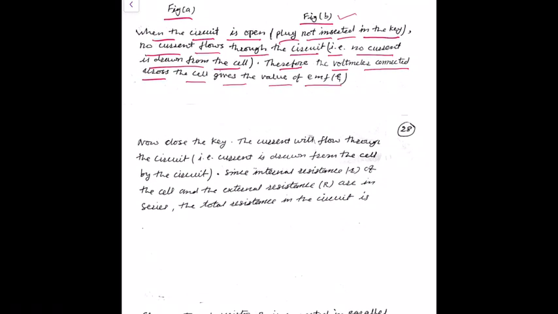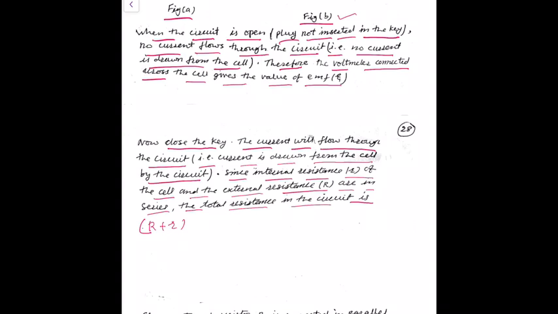Next, now close key as shown in the figure B, the current will flow through the circuit. That is, current is drawn from the cell by the circuit. Since internal resistance r of the cell and the external resistance R, capital R, are in series, the total resistance in the circuit is R plus r.